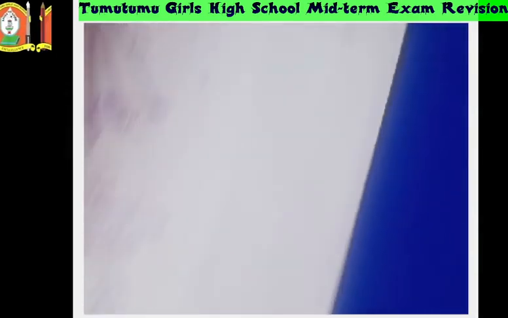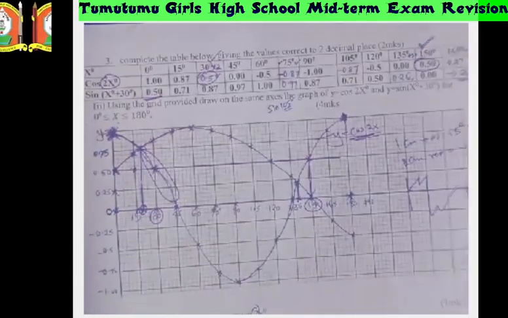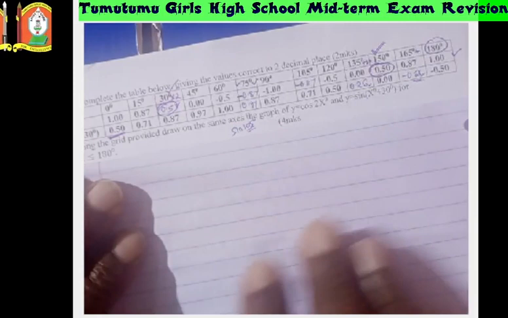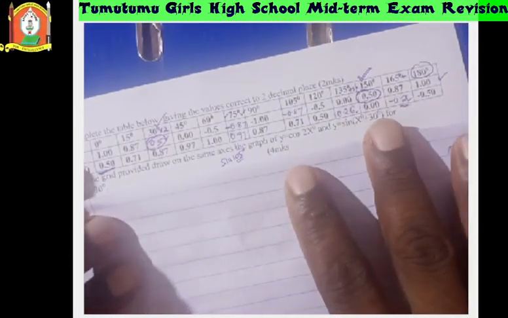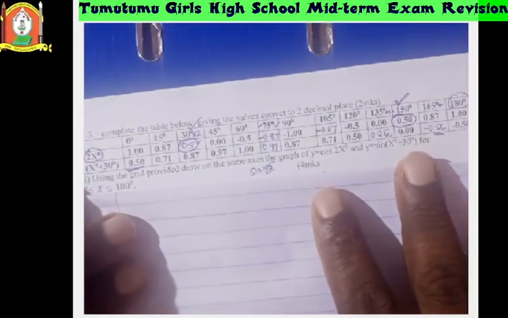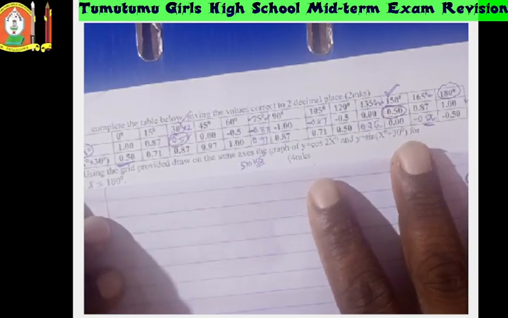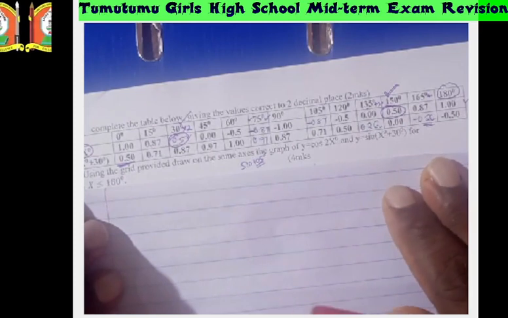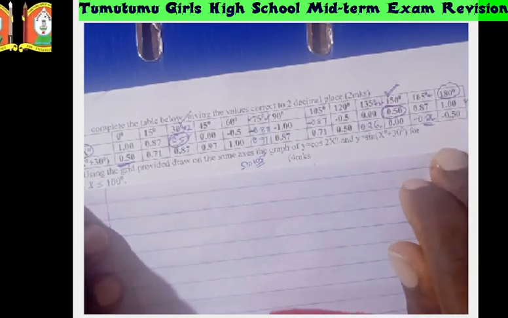Question 4. This is a question on... Question 3. Complete the table below giving the values correct to decimal places.